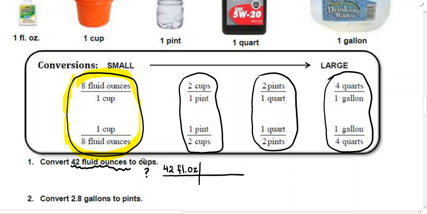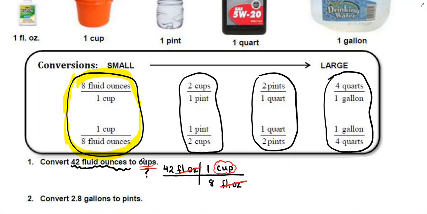And since we have 42 fluid ounces in the numerator, whatever we choose, we want to make sure that it has fluid ounces on the bottom. So between these two that I highlighted yellow, which one has fluid ounces on the bottom? The bottom one. 1 cup over 8 fluid ounces. Okay. The fluid ounces cancel. And cups is what we wanted. Cups is what we got.